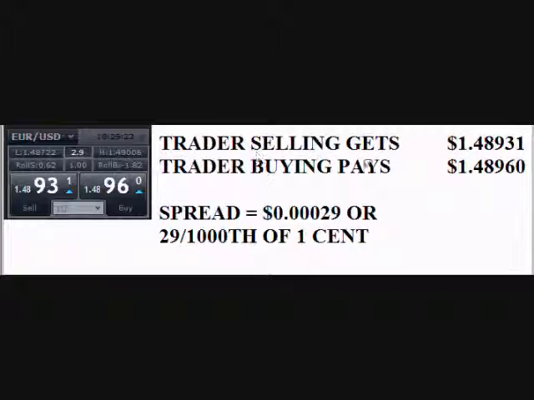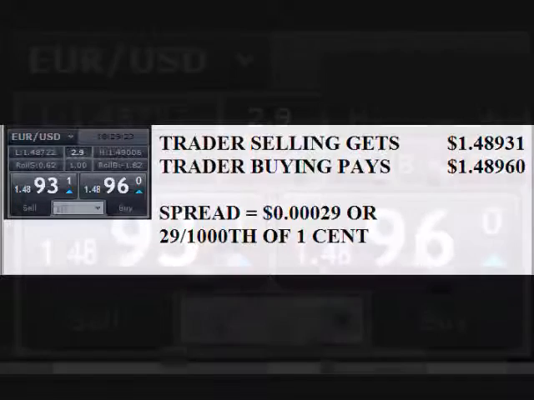The trader selling gets $1.48 and 0.931 thousandths of a penny, but the trader buying pays a little bit more. He pays $1.48, 0.960 thousandths of a penny. The difference between the two is known as the spread. In this case it is 0.00029 of a dollar, or 29 thousandths of a cent. This is the amount the broker makes, and in this particular instance, on one $10,000 lot of currency would be about $2.90 on this pair.